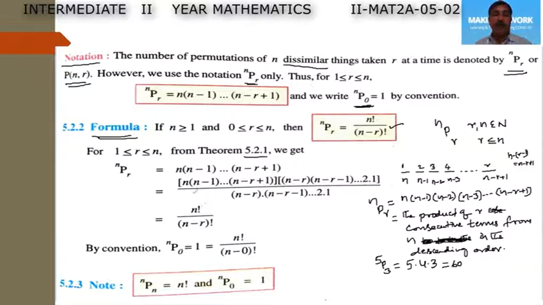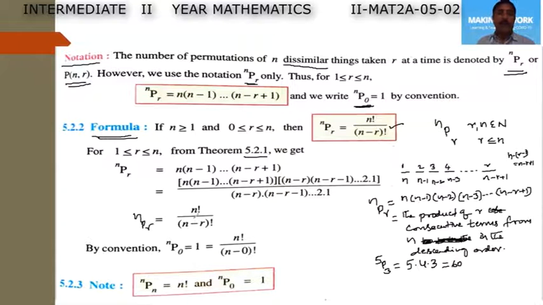Now when we multiply this product of r consecutive terms from n in descending order with (n minus r) factorial, it becomes the product of consecutive numbers from n to 1. The product of consecutive numbers from n to 1 is what? It is n factorial. Therefore, the numerator becomes n factorial and the denominator becomes (n minus r) factorial. So that's how we got nPr is equal to n factorial by (n minus r) factorial.